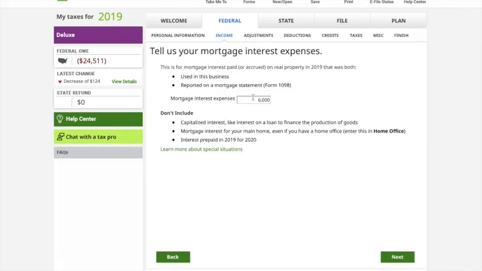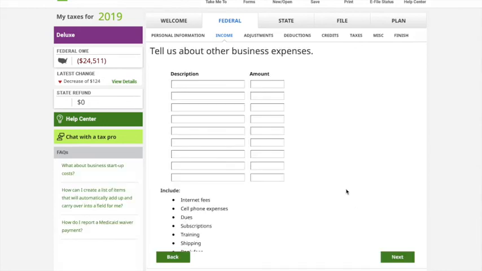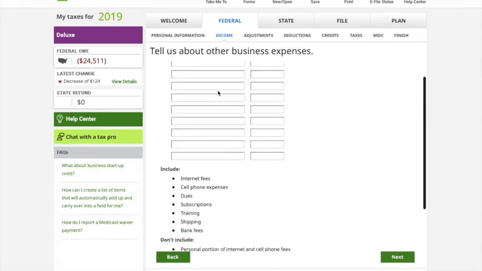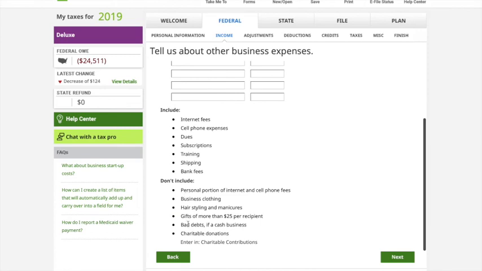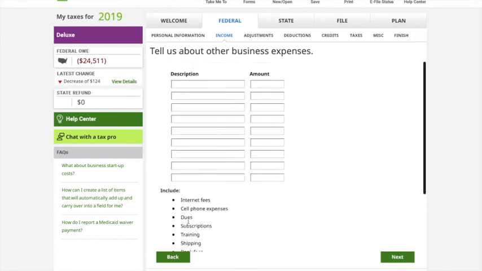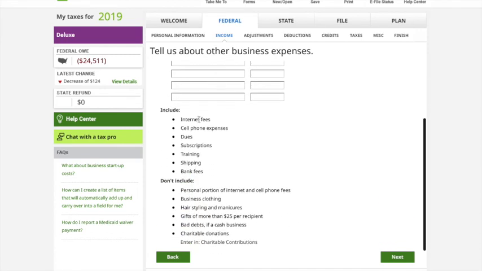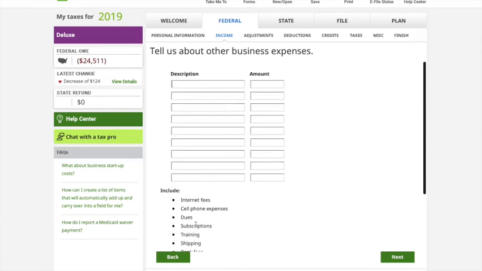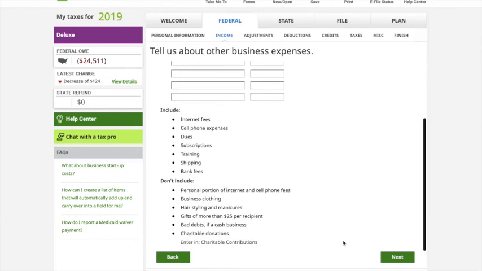Let's go on to the next thing. Mortgage interest. That's pretty self-explanatory. Now it doesn't say this here, but if you paid mortgage points, those would also go into this bucket as well, even though it doesn't say that. And other business expenses. Now, I'm not going to add any here. This is pretty self-explanatory. If any of these things apply to you, then you may enter them here.